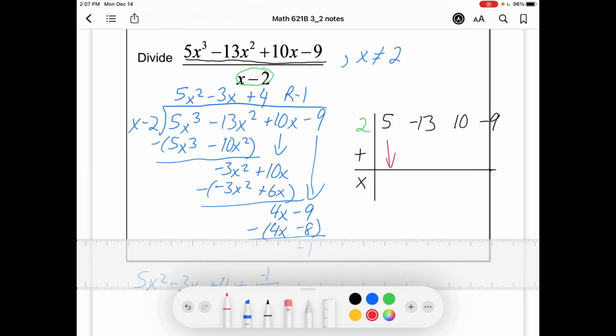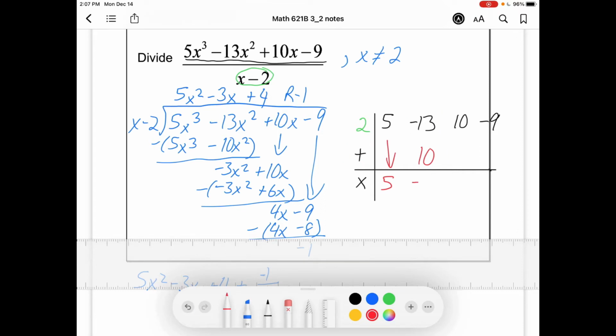I'm going to bring down this 5. That's going to give me 5. And I go 2 times 5. 2 times 5 is 10, and I put that up here. Okay, 2 times 5 is 10 and goes right here. The next thing I'm going to do is take these two numbers and add them together. That's why the plus is here.